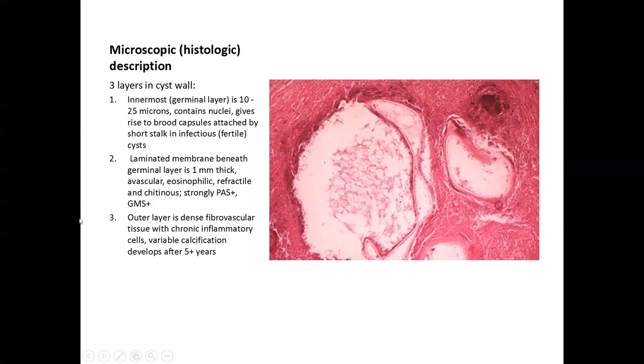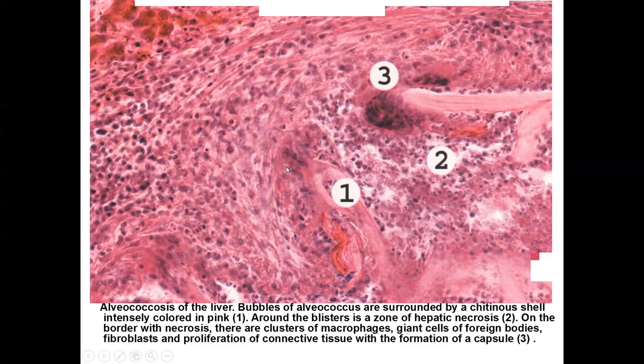It is avascular, eosinophilic, refractile and homogeneous, strongly PAS positive, GMS positive. And at the end, the outer layer is dense fibrovascular tissue with chronic inflammatory infiltration, and variable calcification develops after five and more years of such pathology. So here under the microscope, the histological slide of the wall of the cyst.